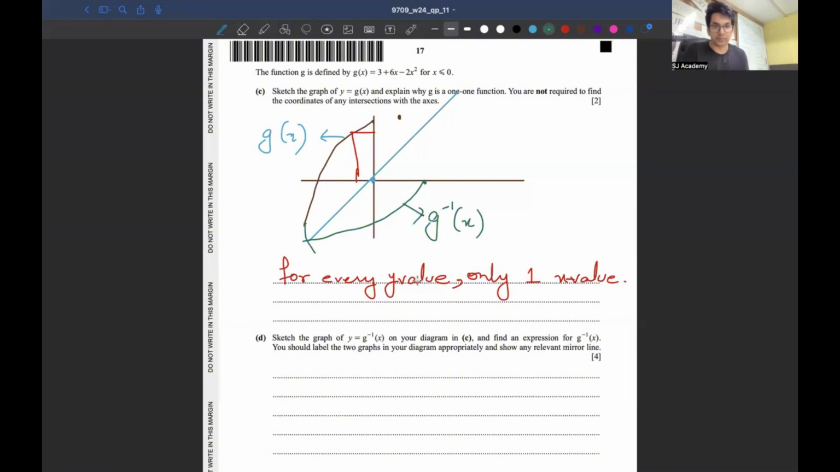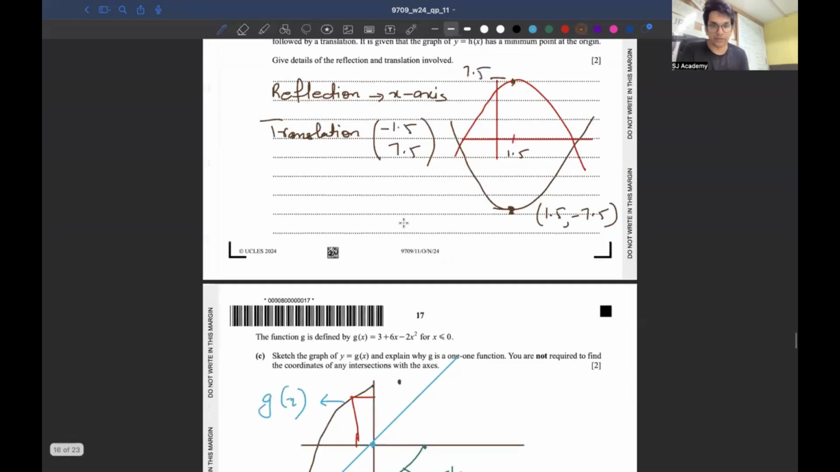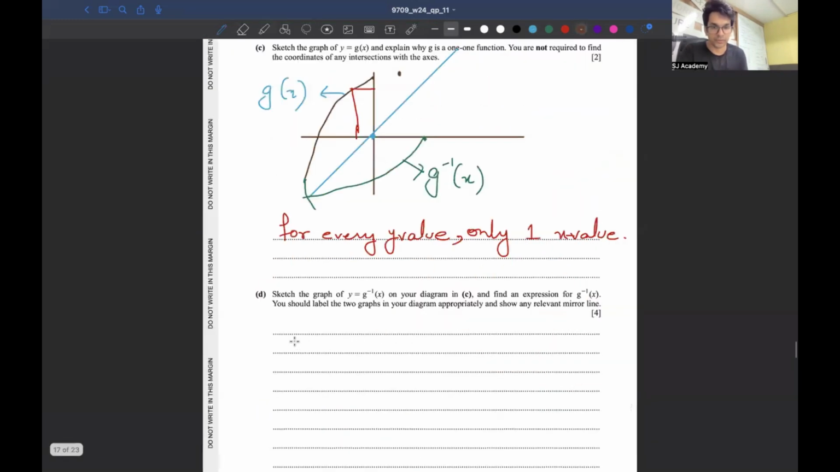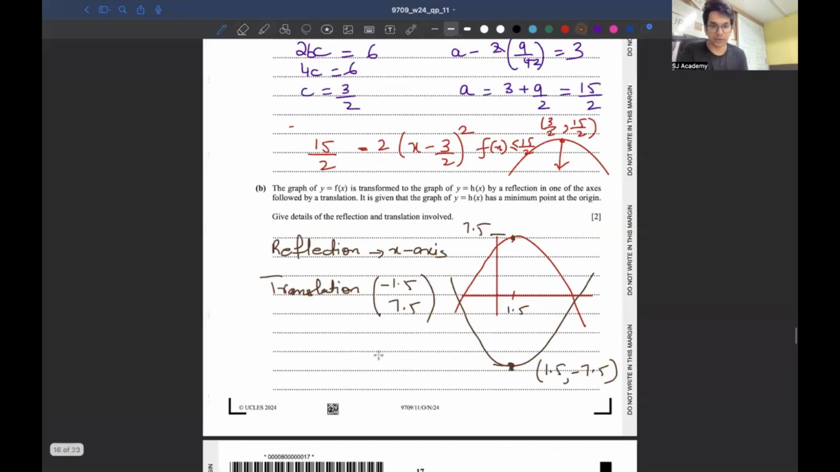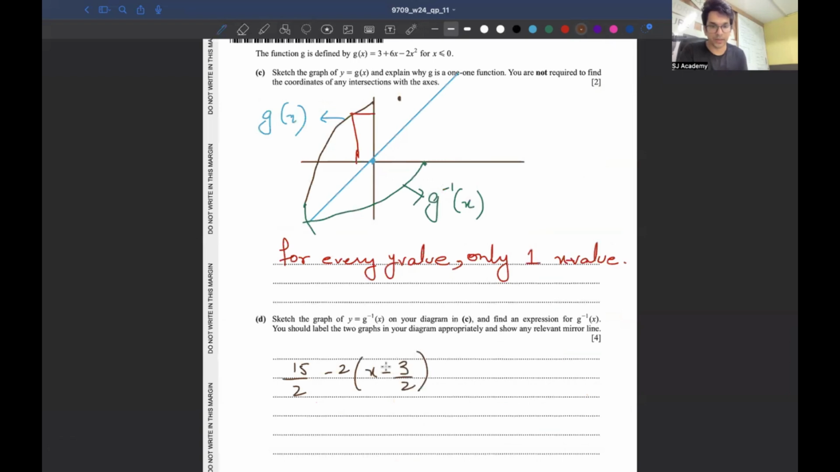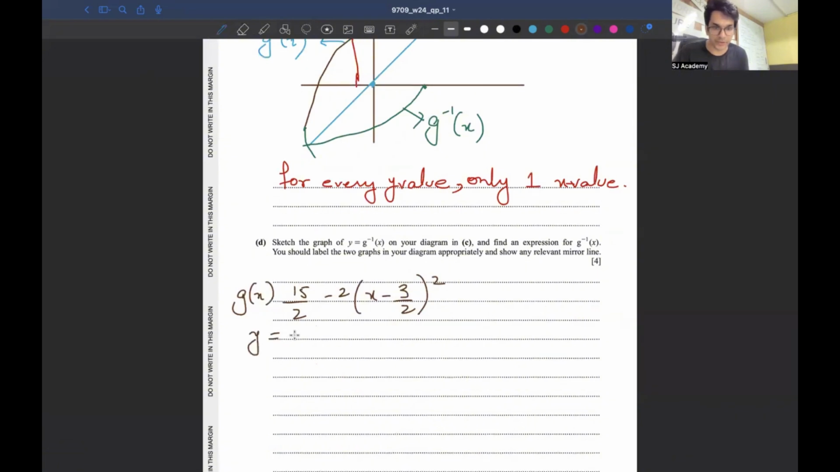We also have to find the expression. Now to find the expression, we have to always use the complete square form. The complete square form is 15 upon 2 minus 2 into x minus 3 by 2 whole squared. So this is g of x. To find g inverse, first we'll write y over here. So this will become 15 upon 2 minus 2 into x minus 3 by 2 whole squared. Now changing the values of x and y, we'll get x equals 15 upon 2 minus 2 into y minus 3 upon 2 whole squared.